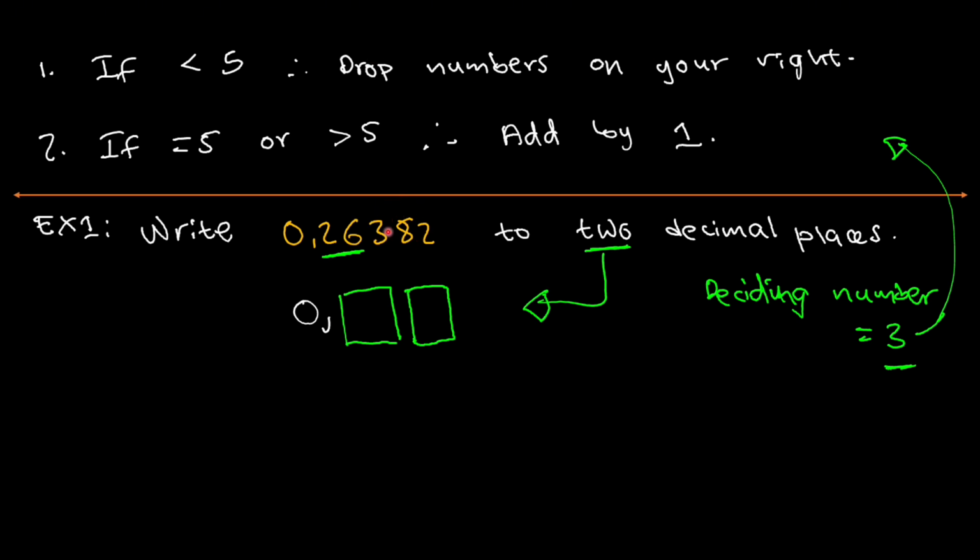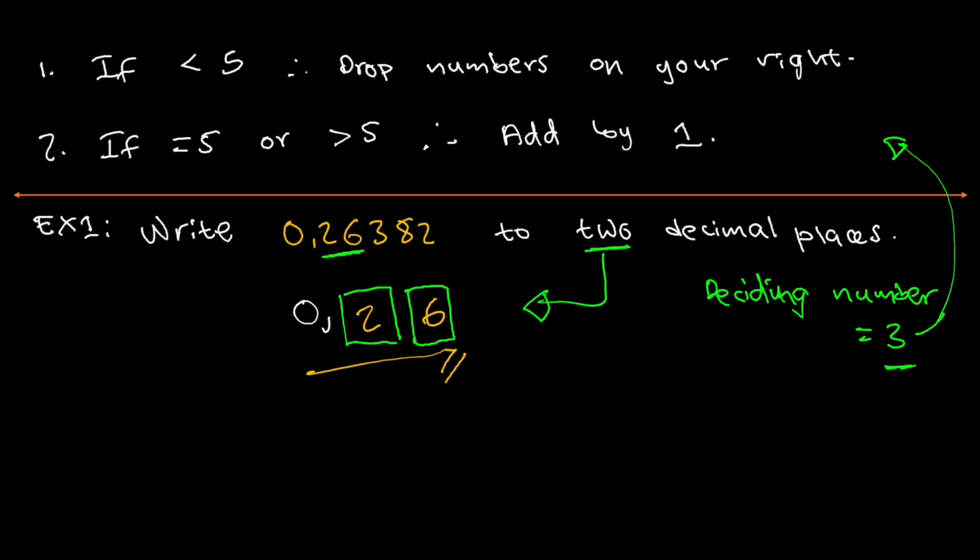These numbers that are not underlined, I drop them. Meaning I'll only be left with 0,26. So this is how I'm going to populate my two boxes, 2 and 6. Okay, so this will be my answer. Let's go to the second part.